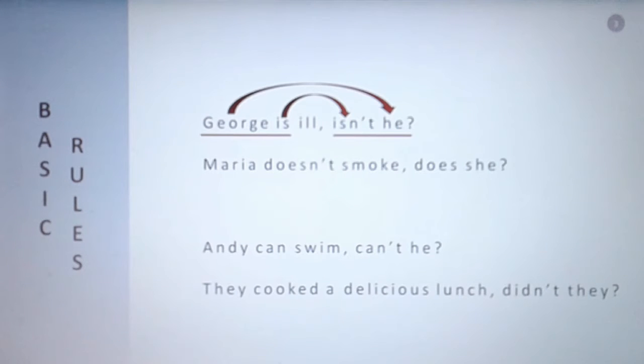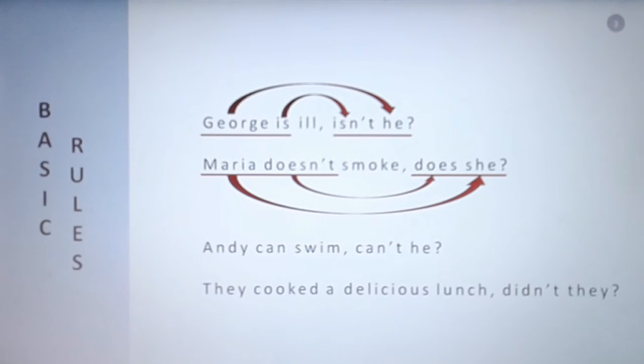Now take a look at the second sentence. Maria doesn't smoke, does she? So the question tag is does she? How do we form this question tag? By taking a look at Maria doesn't. So from doesn't, which is negative, we change it into positive, does. And then from Maria, we change it into its pronoun. Maria is a girl, so we change it into she.